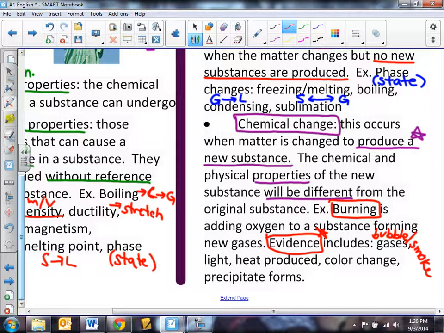If light or heat are produced, so in the example of a fire, once the fire starts burning, I can see it and I can feel the heat coming. If the color changes, or if a precipitate forms. Now, any one of these pieces of evidence isn't 100% for sure telling you it's a chemical change. It just means that it's more likely that it is. Now, I'm guessing that you guys know what a gas is, you know what light is, you know what heat is. You probably all know what a color is, but perhaps you might have forgotten what a precipitate is.